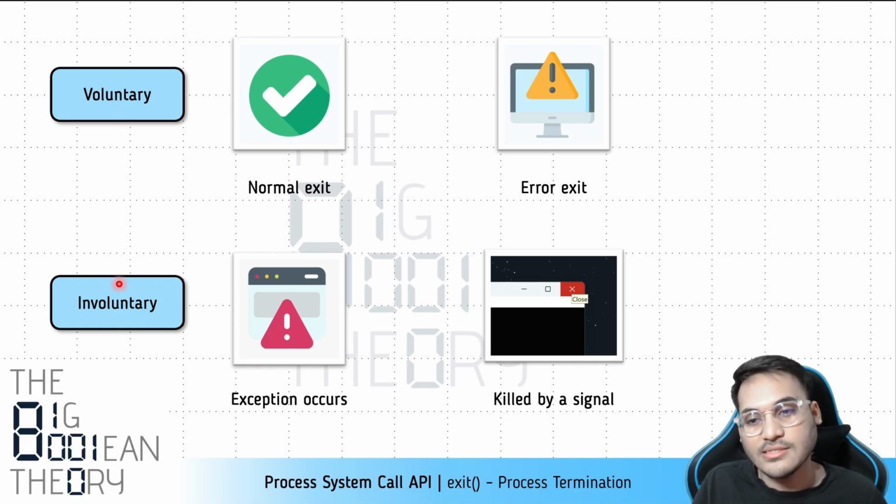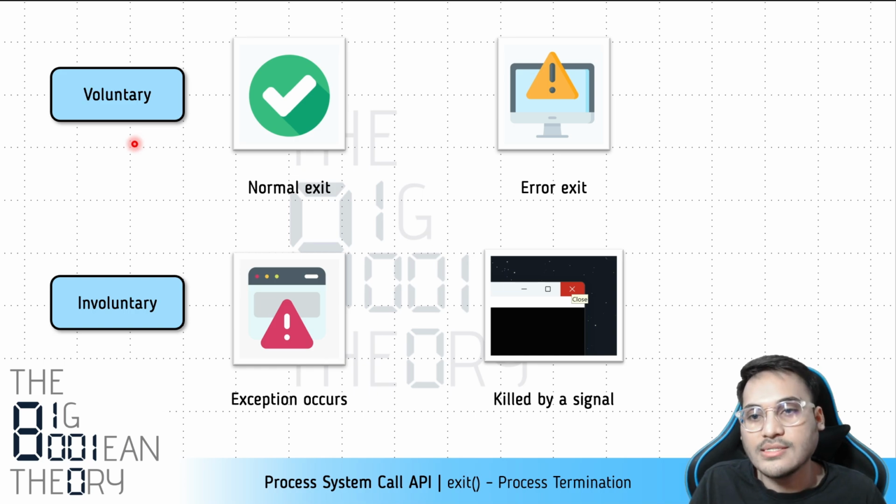Whereas in the second case, the process does not request or initiate the termination. It is terminated by some external entity. Since it is not the one requesting the termination, it is a forced termination, so it is involuntary in nature. Let us discuss some examples for both types of termination.